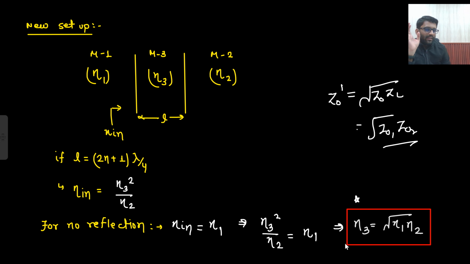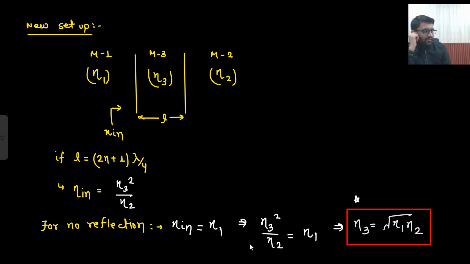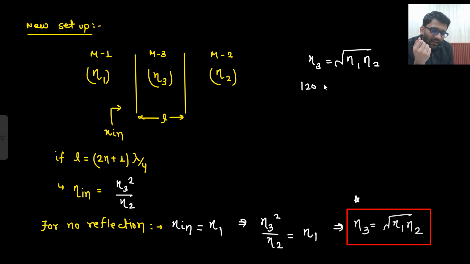Is it easy to remember? Yes, very easy to remember. The new medium that you are introducing, this is how you will introduce. Say yes or no, right? Now let's check out one thing. So what are we getting? Eta 3 is equal to under root eta 1 eta 2. So what is eta 3? Can I write it down in this manner? 120 pi divided by under root epsilon r3. Say yes or no.